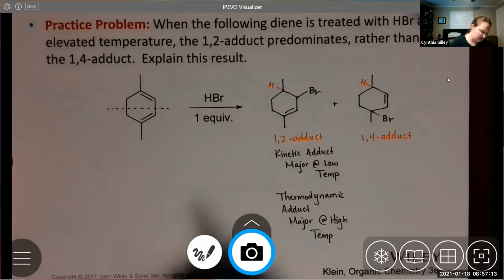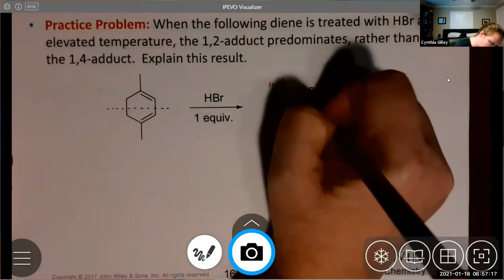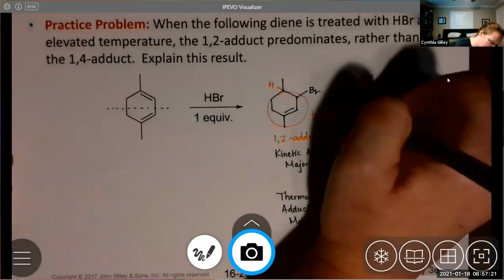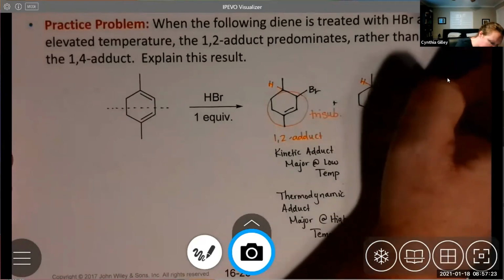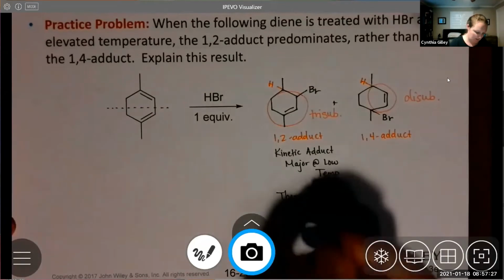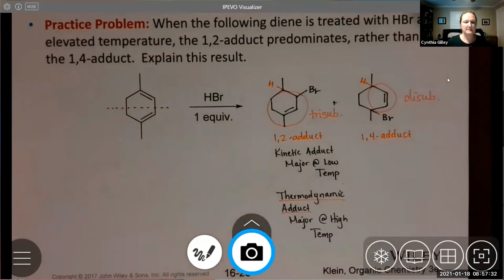So we just want to mention that this is a tri-substituted alkene, and this is only a di-substituted alkene. And that explains the stability difference and why the 1,2 adduct is also the thermodynamic adduct.